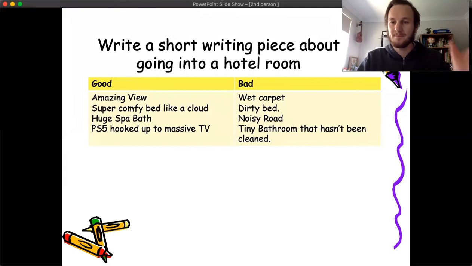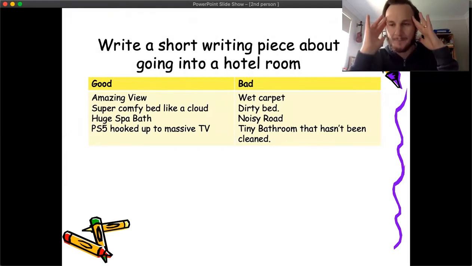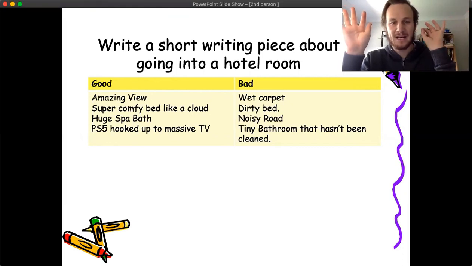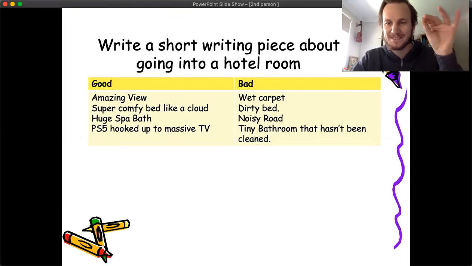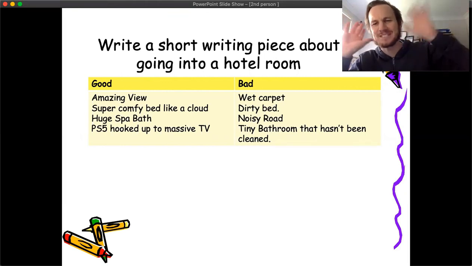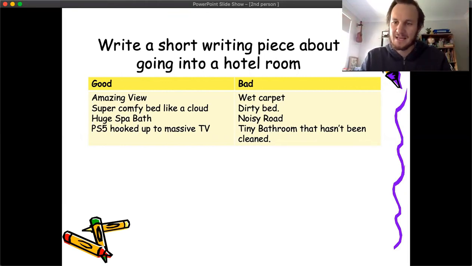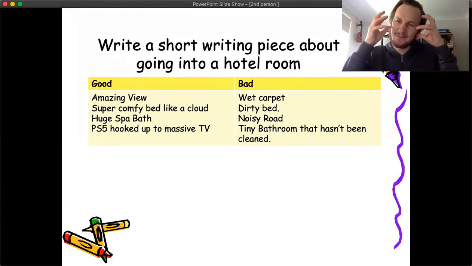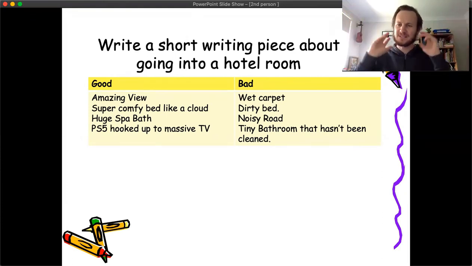So if we're talking about positives, it could be that they're going to this amazing lavish suite. It's like the most awesome hotel room. Super comfy bed, huge spa bath. There's a PS5 hooked up to the TV. There's a buffet of food. It smells amazing, whatever, right? And you're trying to get people to put themselves in that amazing situation. What would it be like to go into that sort of room?